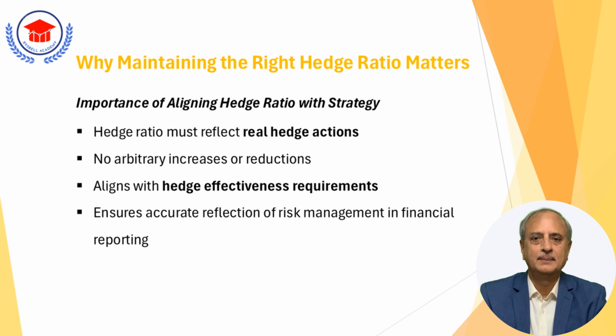exposure. Importantly, the hedge ratio used in the hedging relationship must align with the actual hedge undertaken as part of the entity's risk management strategy. Entities are not allowed to arbitrarily increase or decrease the hedge ratio beyond what their actual risk management practices dictate. Maintaining the correct hedge ratio ensures that the hedging relationship accurately reflects the entity's risk management objectives and meets hedge effectiveness requirements.